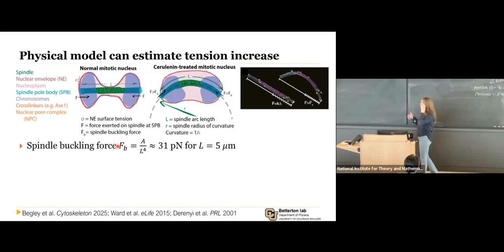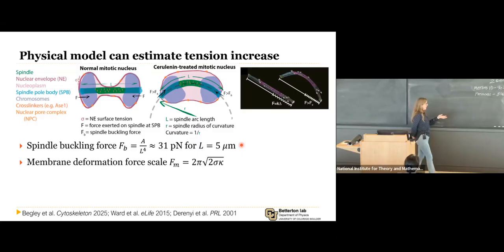Using, again, just parameters that he found were a good fit for wild type pombe spindles and applying them here, for the 5 micron length where Mary consistently sees buckling starting, that force is about 31 piconewtons. So we have an estimate of what that buckling force might be.